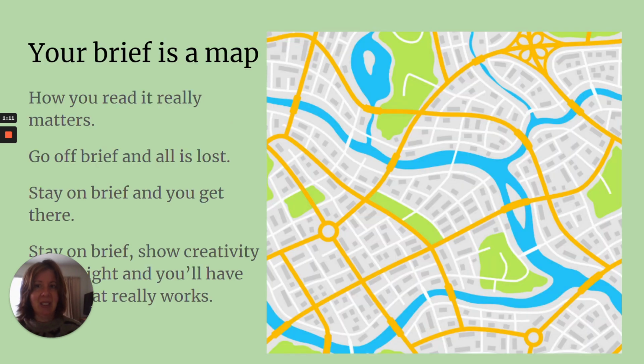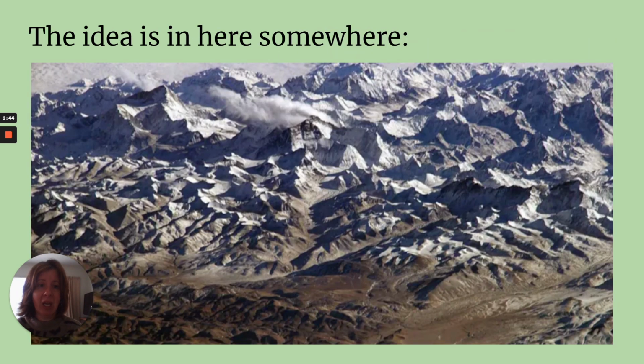Okay. So your brief is a map, and how you read that map really, really matters. If you read the map and it directs you in a particular way, and that way is awesome, and you come up with a great creative idea, then that's great. But you've got to make sure that you're staying on brief, because if you go off brief, all is lost. Stay on brief, you're going to get there. Stay on brief, show some creativity and insight, and you should come up with a creative solution that really, really works. Okay, so the idea is in here somewhere.